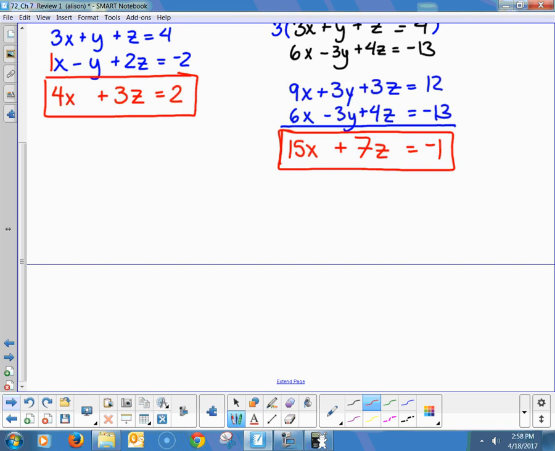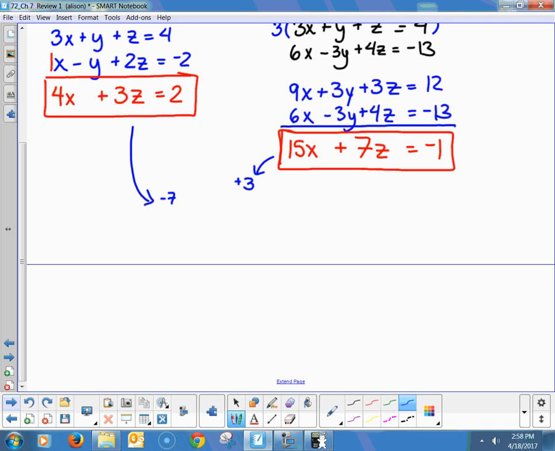Because now we have to eliminate something. We have 4 x's and 3 z's. I guess you can read, so I don't need to write this again. Pick something to eliminate. I'm picking the z's because those have smaller numbers. So I'm going to try to eliminate the z's. That means I'm going to take this equation and multiply by negative 7, and I'm going to take this equation and multiply by positive 3.